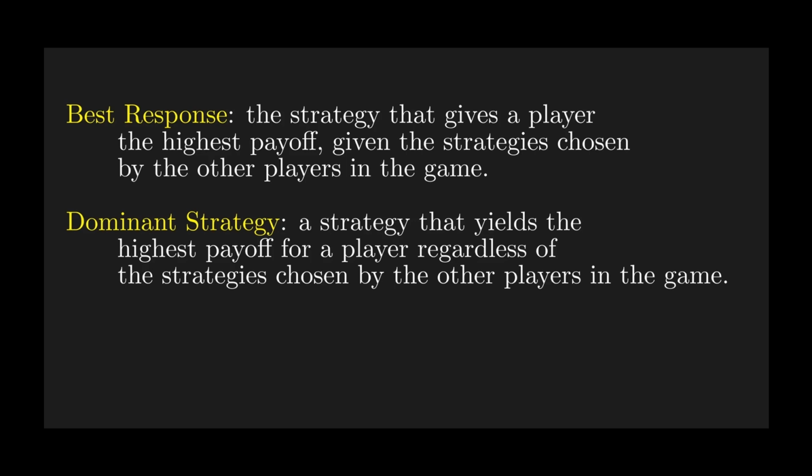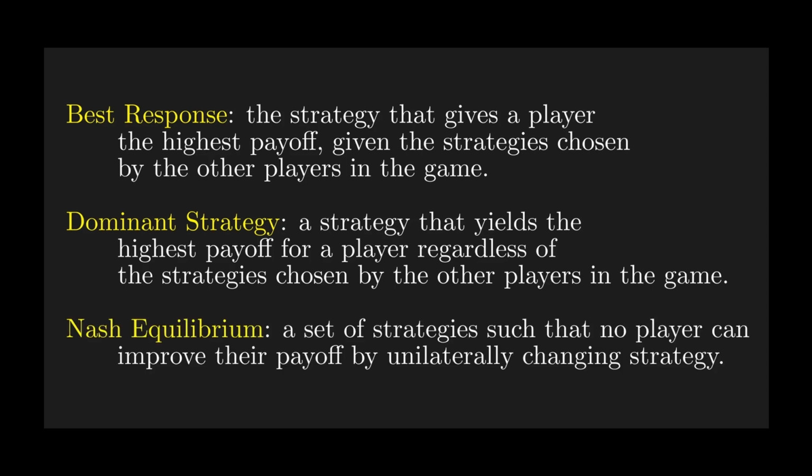And then the last definition is a Nash equilibrium, which is essentially a pair of strategies where no player wishes to change on their own. There's fancy terminology for this: we call it unilaterally changing a strategy. This just means a one-sided change.